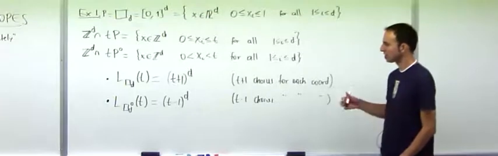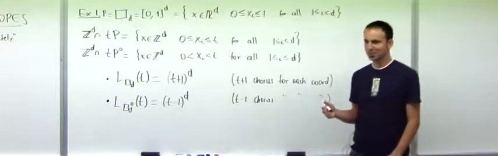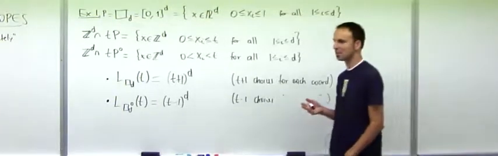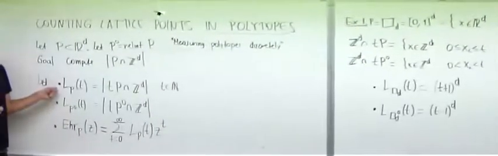You know what? Instead of saying L this, L that, let me actually tell you what the names of these things are, because I think maybe some of you know already. This function that I wrote here is called the Ehrhart polynomial of P.